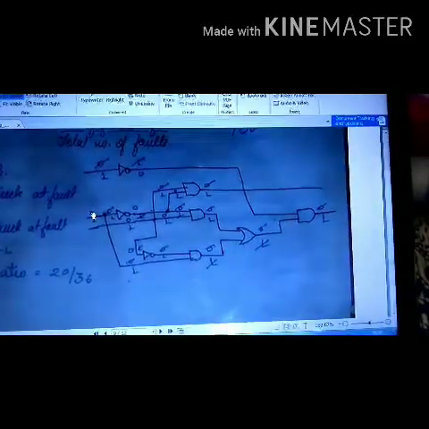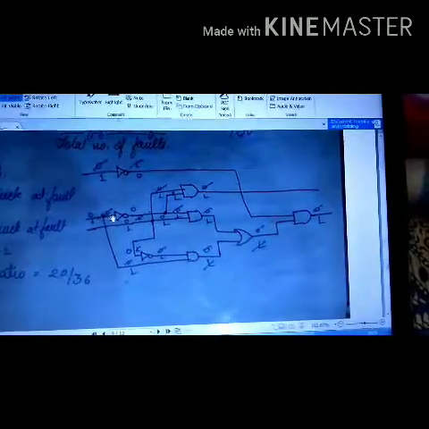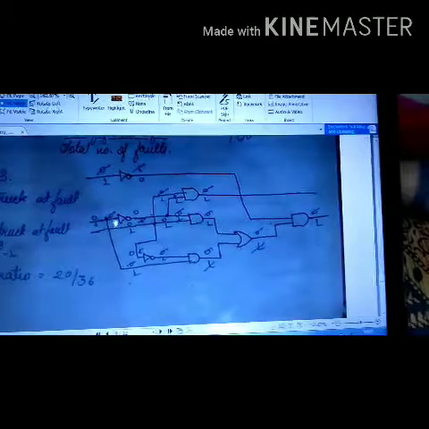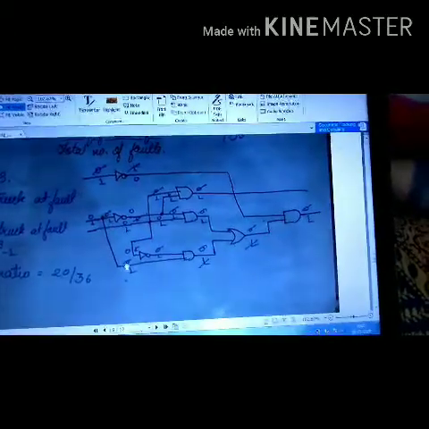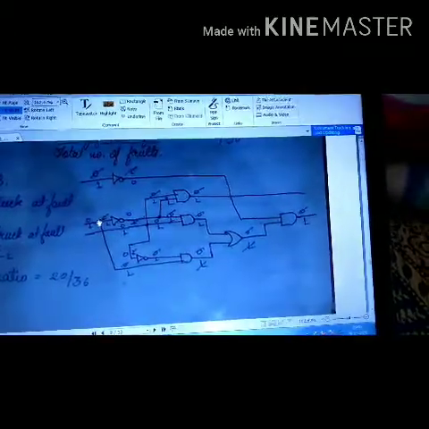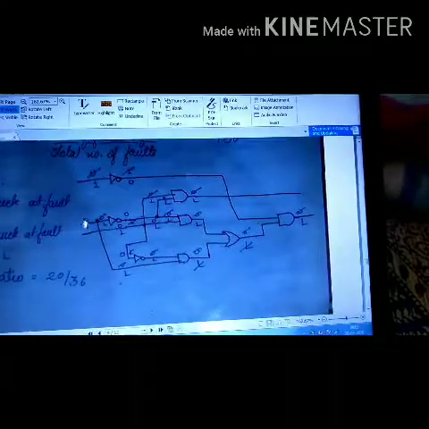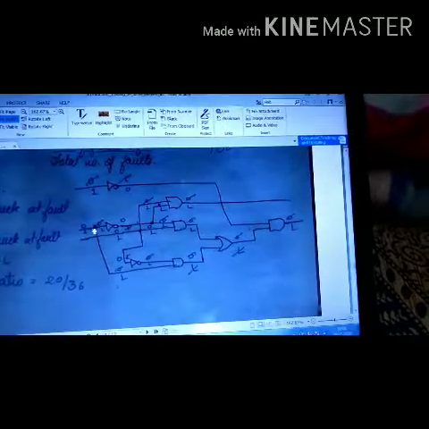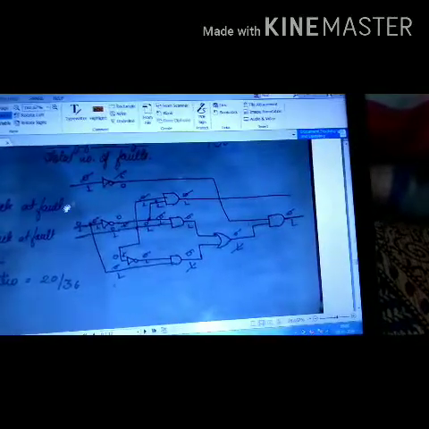See, this is not a line actually, this is a branch. So stuck at 0 at this and this branch will get cancelled, but not before this, so these will remain as such. So this is also a part of the 3 line system. Okay, so that's why the total number of lines is coming to 18.